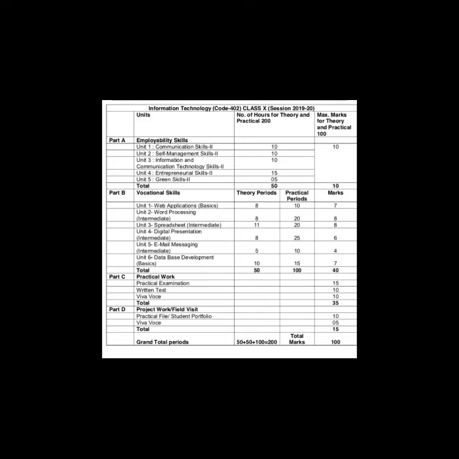Let us begin with an overview of your syllabus and marking scheme. You can see on your screen that the whole syllabus is divided into 4 parts: A, B, C and D. Total marks for the subject is 100, in which 50 for theory and 50 marks for practical. Part A carries a weightage of 10 marks, and it is completely based on employability skills. It may include communication, self-management, ICT, entrepreneur, and green skills.